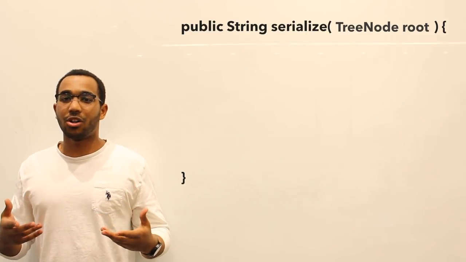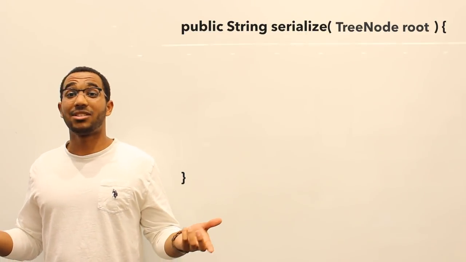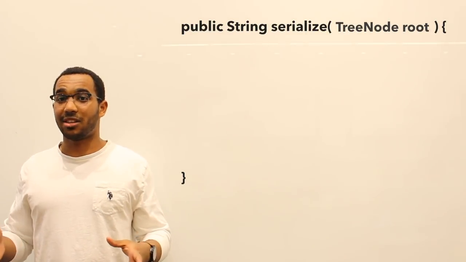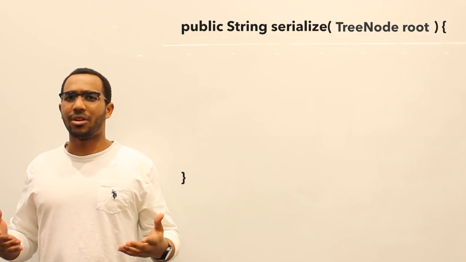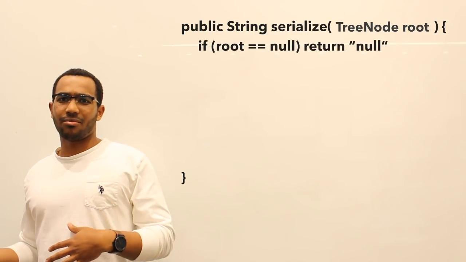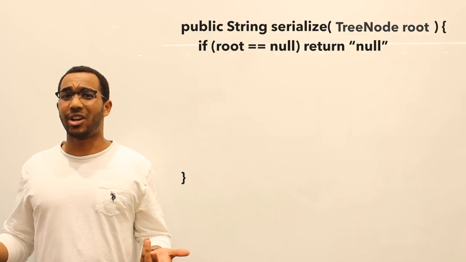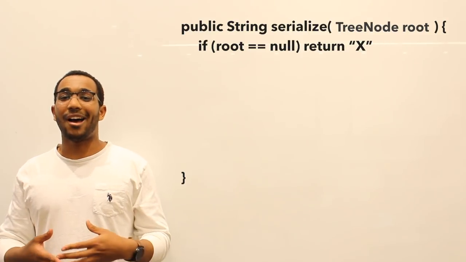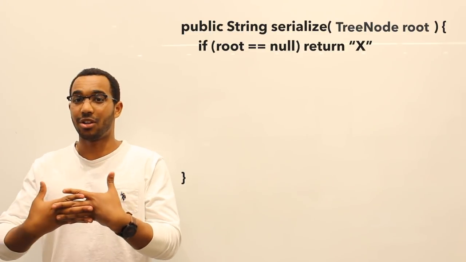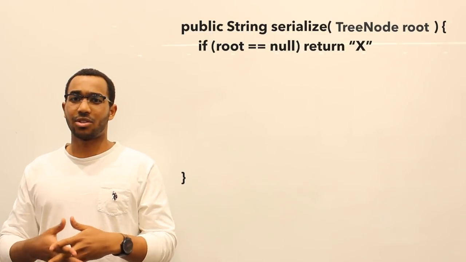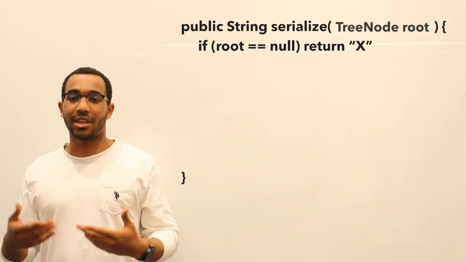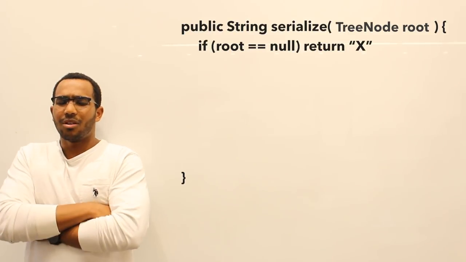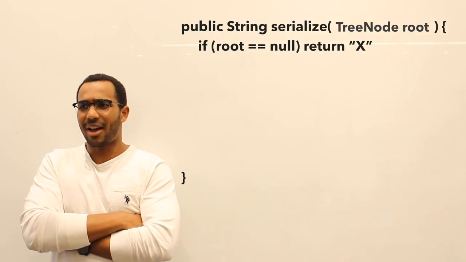If I have a null node, can I serialize it into anything? I can't serialize anything. So if I have a null node, I just return an empty string or an X or something like that, right? So we handle the empty case. If I have a node and it is null, I just return an X or something to signify it's null. Okay, that makes sense. So what if the node does have a value?